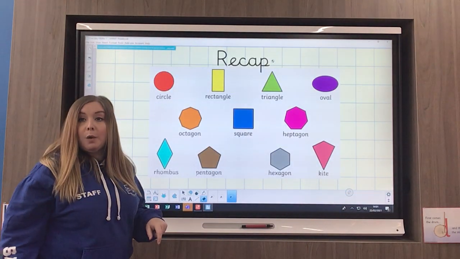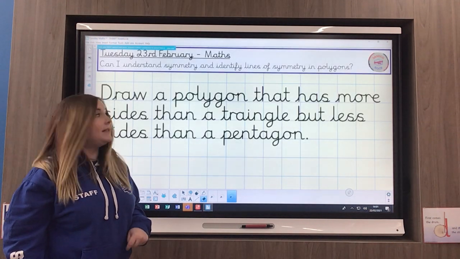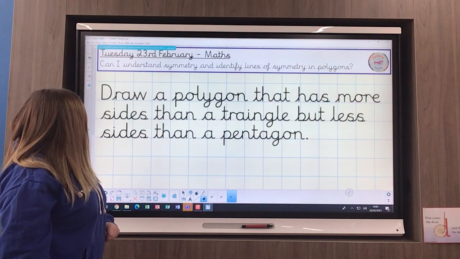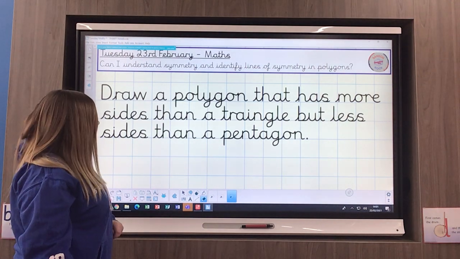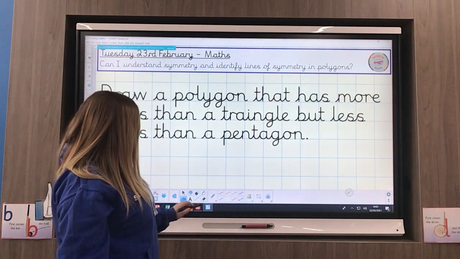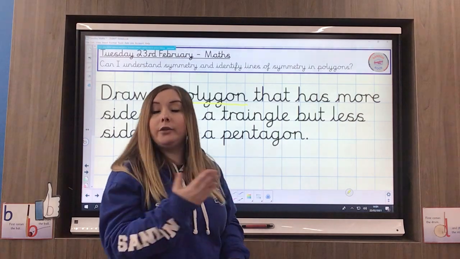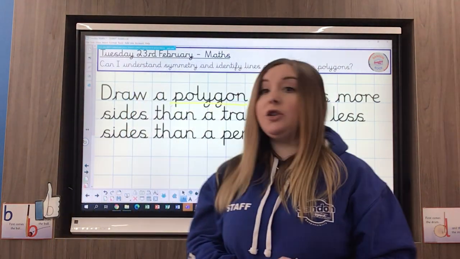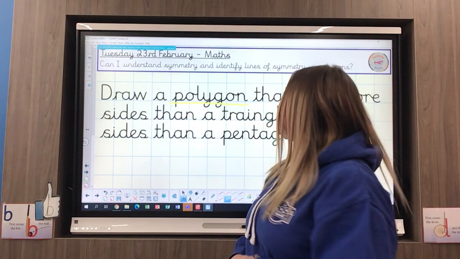And this takes us to our first question, which is a little bit of a recap of our learning from yesterday. So it says, draw a polygon that has more sides than a triangle, but less sides than a pentagon. And I've picked out a tricky word here, and the tricky word is polygon. Say that for me, polygon. And a polygon just means a shape. Okay, it's just a fancy word.